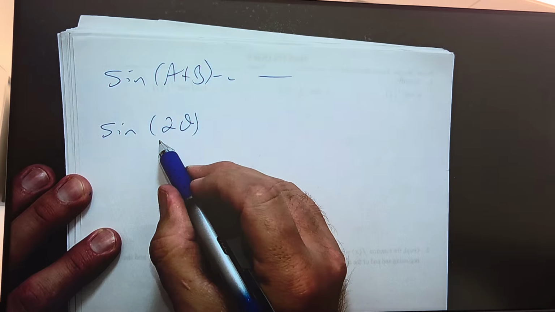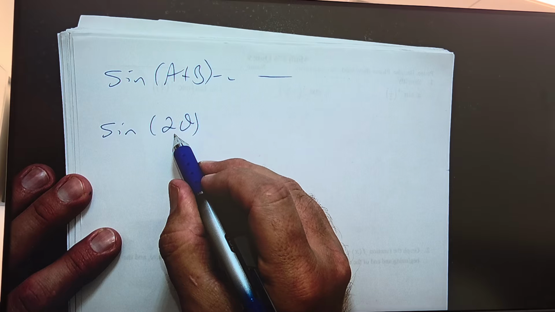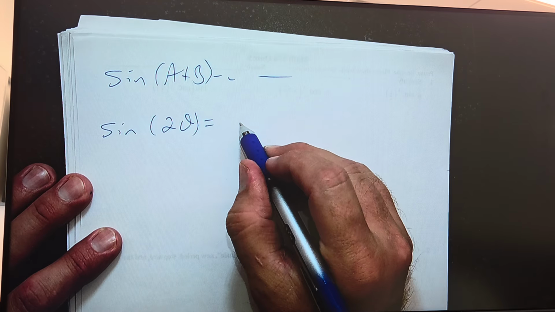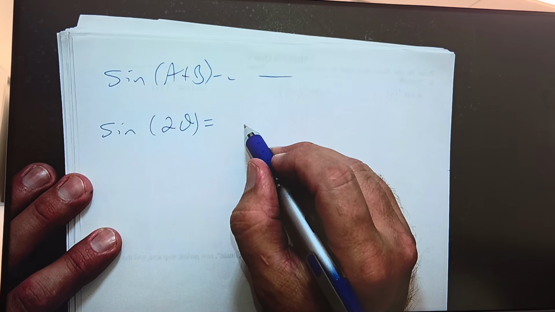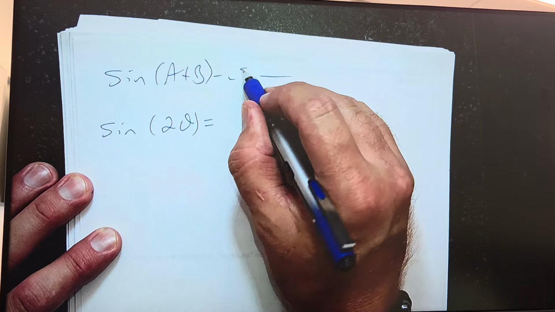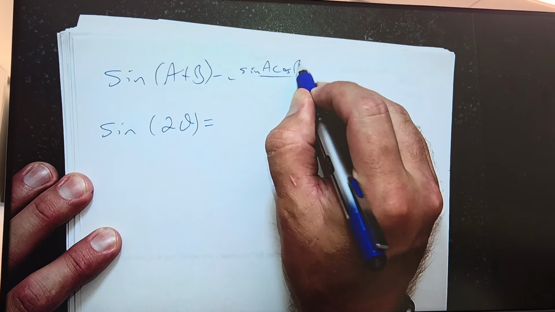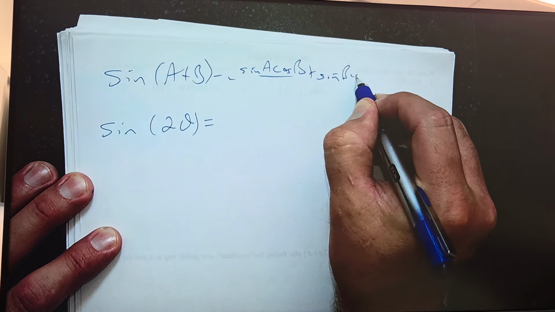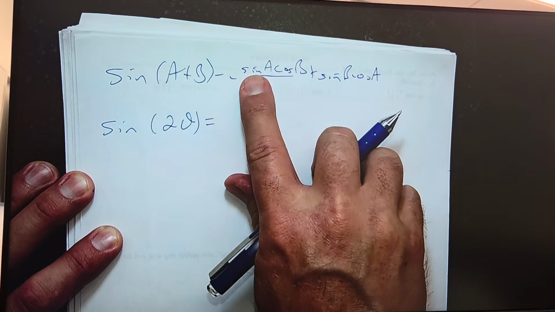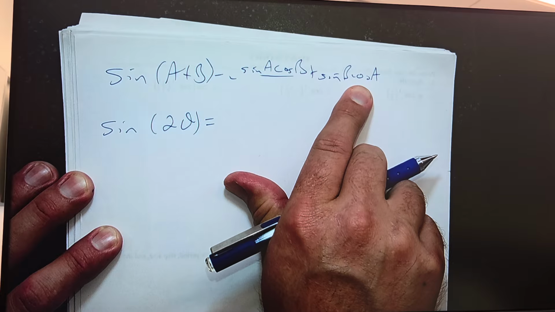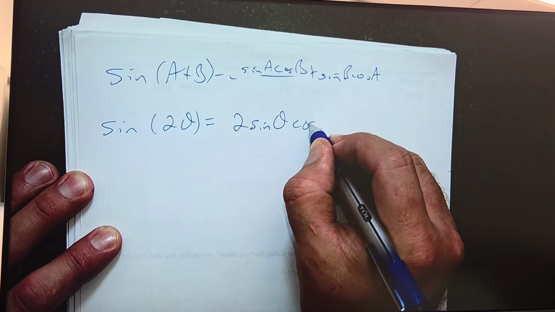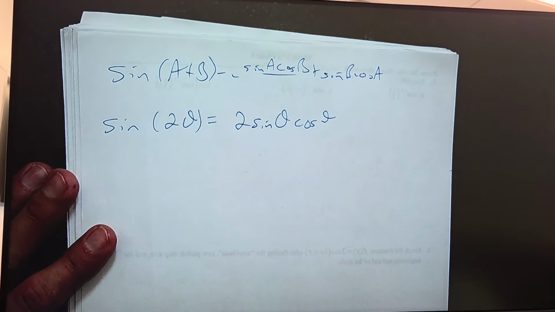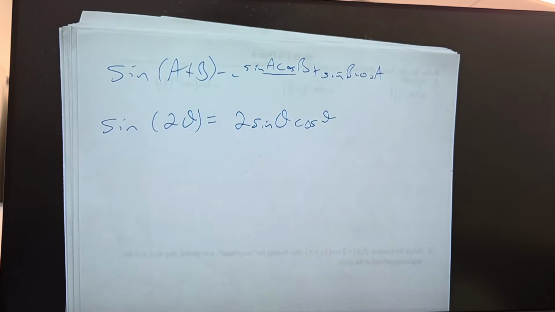Does anyone remember what sine of twice theta is? This is the nice one. Does anyone remember? Sine A plus B is sine A cosine B plus sine B cosine A. So if they're both theta, this would be sine theta cosine theta plus sine theta cosine theta, which is 2 sine theta cosine theta. Okay, and the crowd goes yawn.